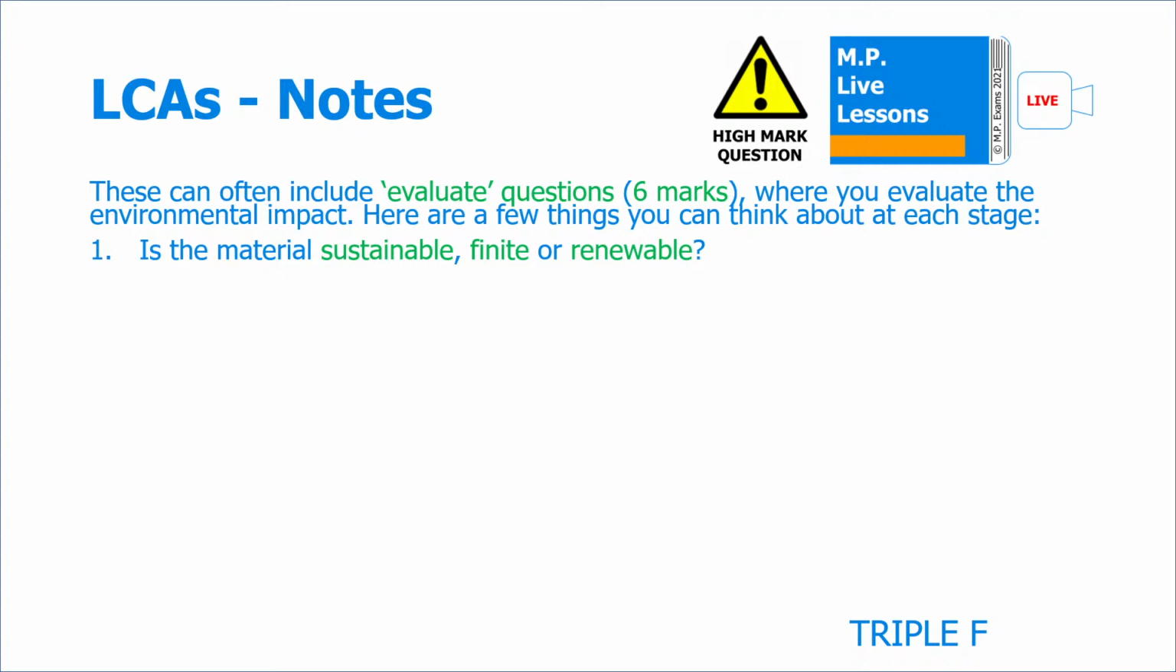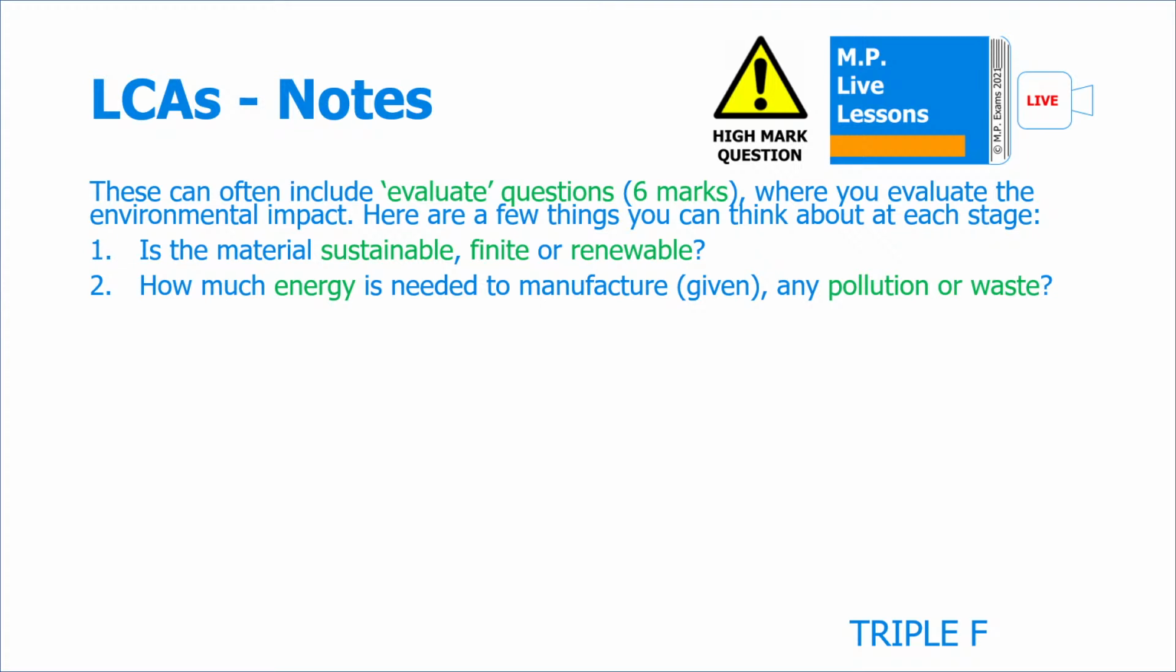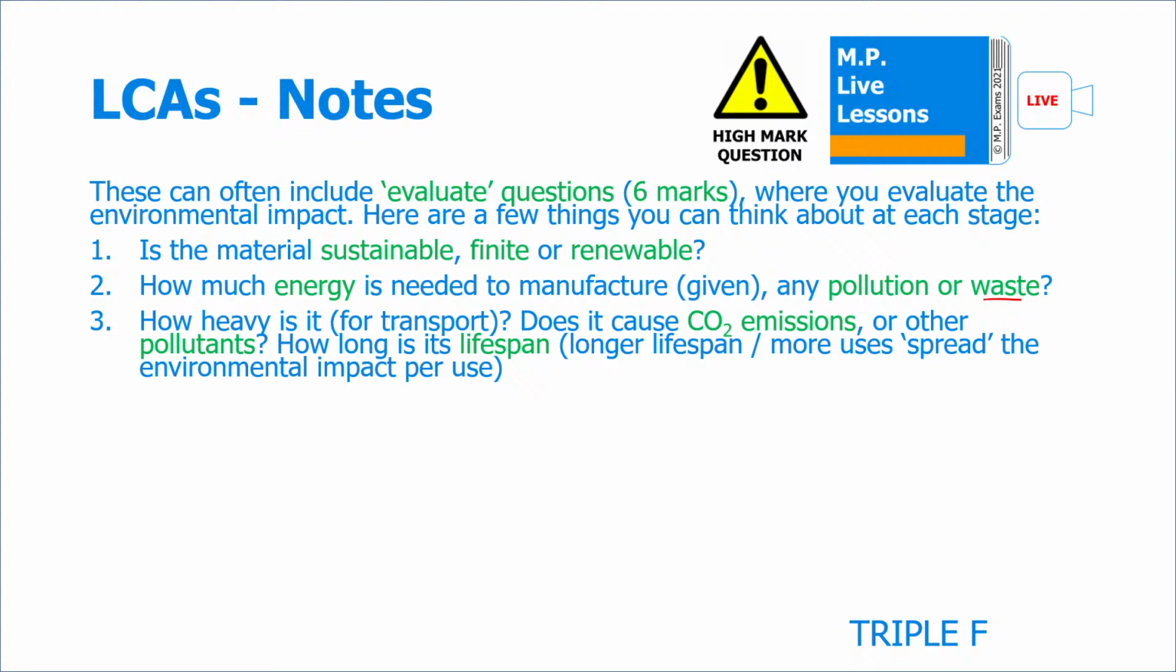Now at manufacturing, stage 2, how much energy is needed to manufacture the product? Is there any pollution or waste produced from it? If there's any waste or other products, are they useful? Next is the use and reuse. For example, how heavy is it for transport? Because if it's heavier, it needs more energy to transport, and often that will have a larger carbon footprint because more energy is needed by those that transport it, let's say the trucks, airplanes, and so on.